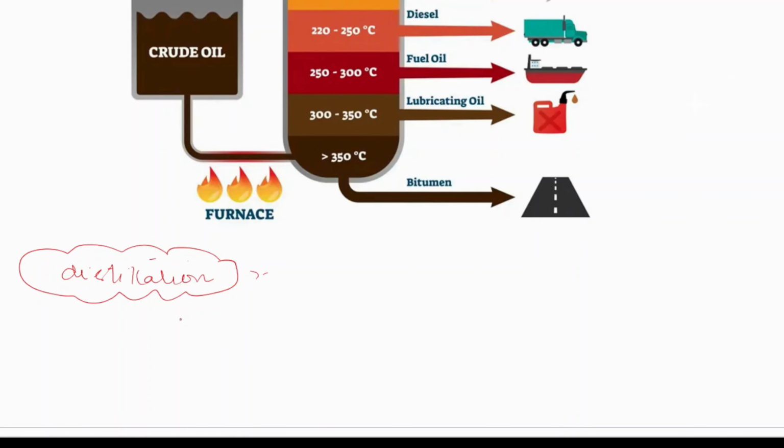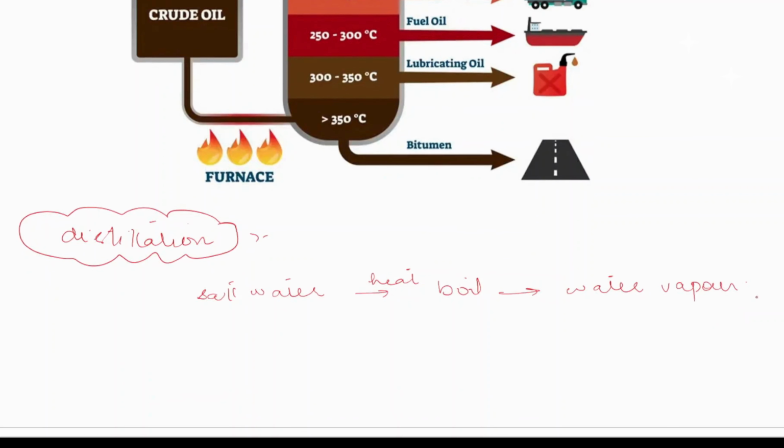Okay, what we do, we take the salty water and heat it or boil it. Once it is boiled, only water vapors are going to be evaporated, not salt. Salt is not going to be evaporated. Only water vapors are going to be evaporated. These water vapors are then condensed back into liquid. And now that liquid would be known as distilled water.